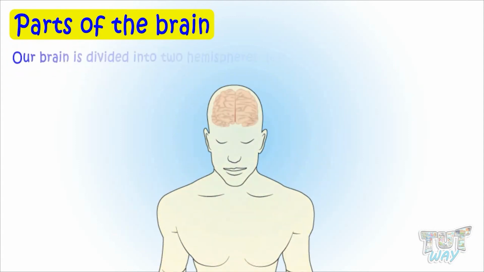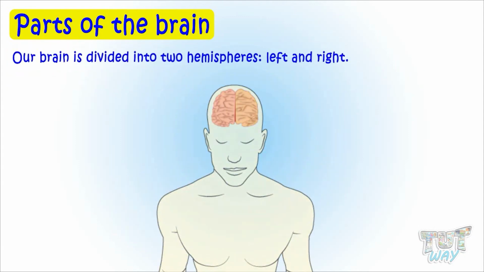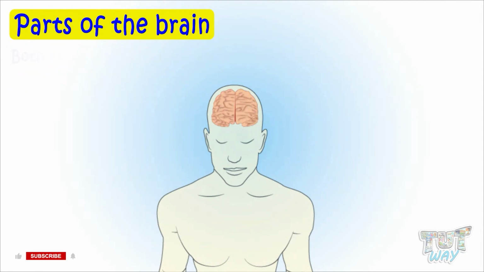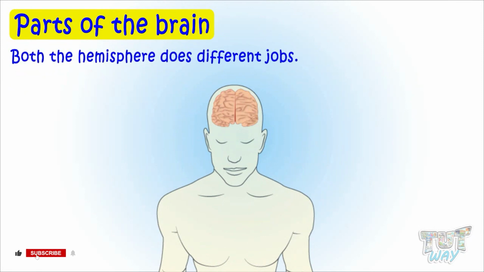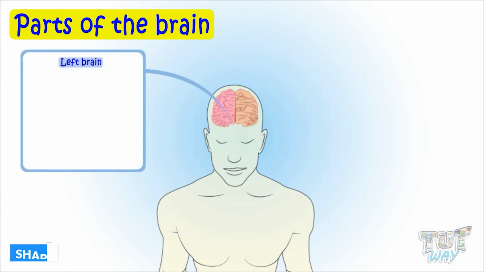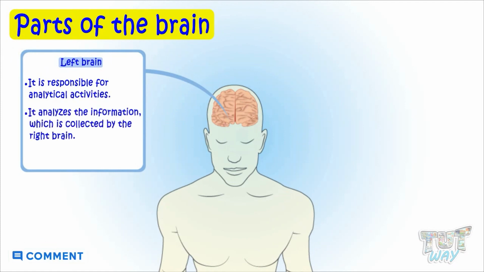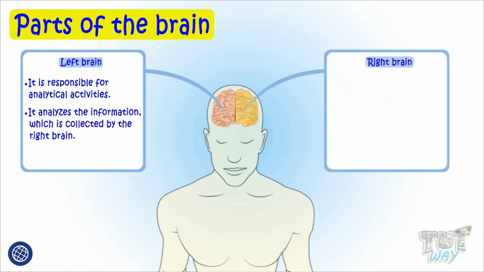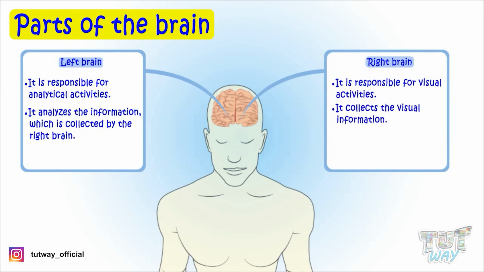Our brain is divided into 2 hemispheres, left and right. The left hemisphere and the right hemisphere do different jobs. The left is responsible for analytical activities. It analyzes the information which is collected by the right brain, and the right brain is more responsible for visual activities. That is, it collects the visual information.